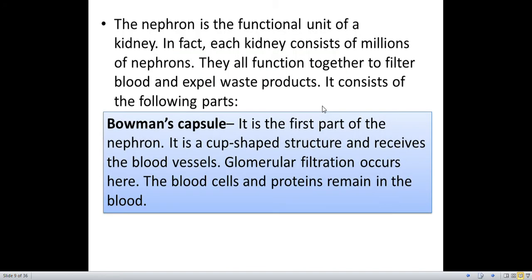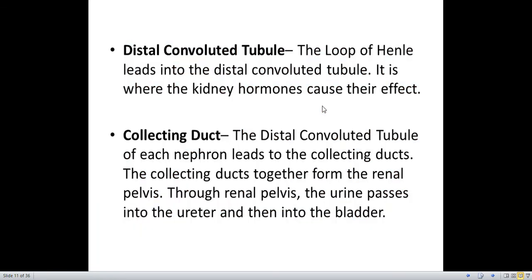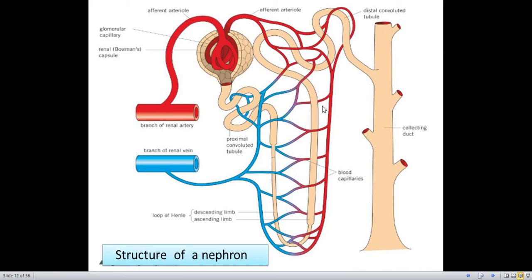The nephron is the structural and functional unit of a kidney. In fact, each kidney consists of millions of nephrons. They all function together to filter blood and expel waste products. It consists of these parts: Bowman's capsule, proximal convoluted tubule, loop of Henle, distal convoluted tubule, collecting duct. Now in this picture also you can see the structure of a nephron.